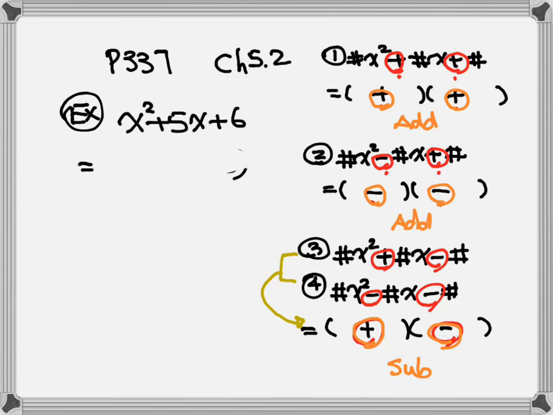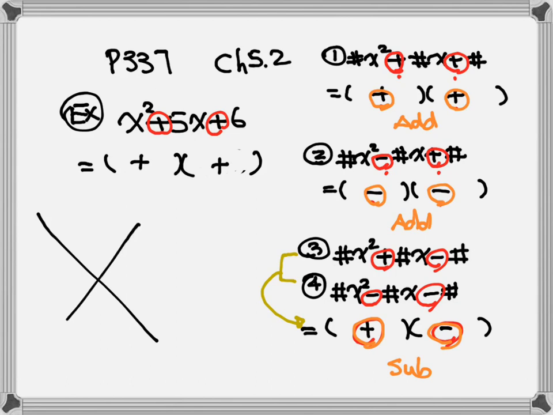Let's go back to this equation right here. So first, after you look at the equation, you have to see which formula you're going to use. Since you see the middle sign is what? Plus and plus. So we're going to use equation number 1. So we're going to do 2 parentheses, put a plus and plus inside. After that, we're going to draw a big X. I call this the X factor.